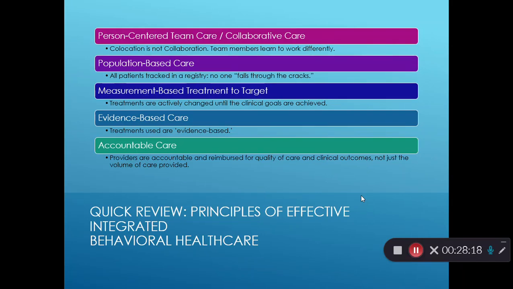You want to make sure that it's being measured, that you make changes to meet the goals of what you've set. You want to make sure that what is being delivered is evidence-based care, and that your providers, your clinic, your employees are all accountable to that person-centered approach.